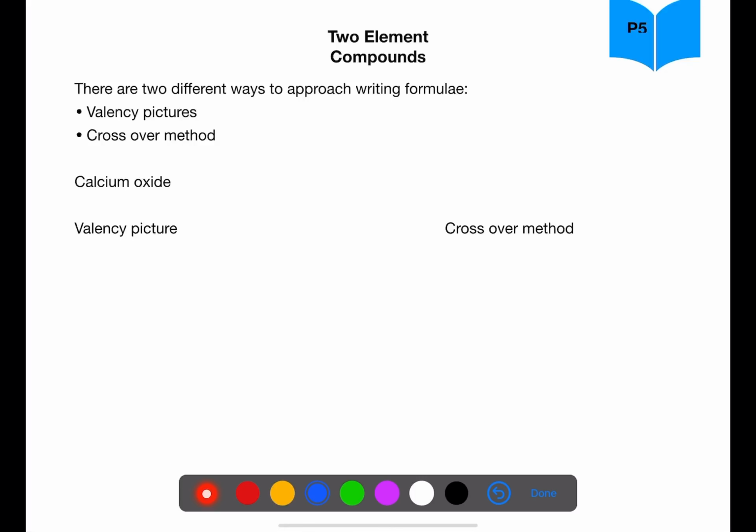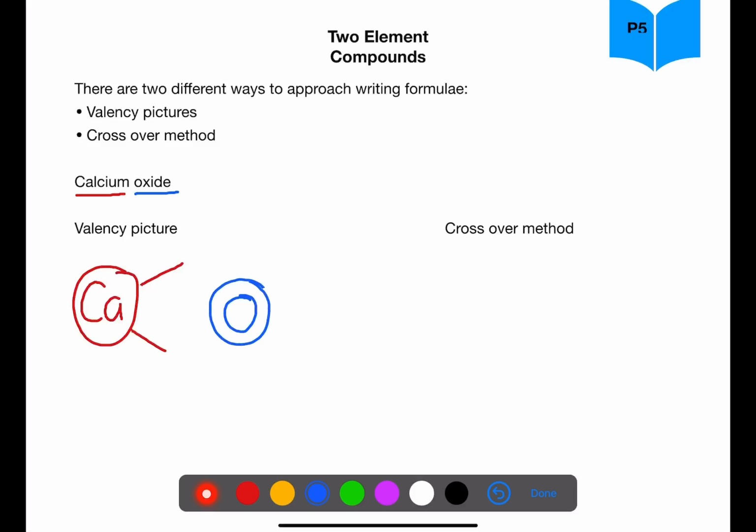Let's look at a second example, calcium oxide. First step for drawing our valency picture is to find the symbol for calcium. Calcium is Ca. We put this in a circle with arms for the valency. Calcium is in group 2, so has a valency of 2. We then look at oxygen. Oxygen has a symbol of O. We put this in a circle with its valency. Oxygen is in group 6 and also has a valency of 2. So both of these will match up together to give a formula of CaO.